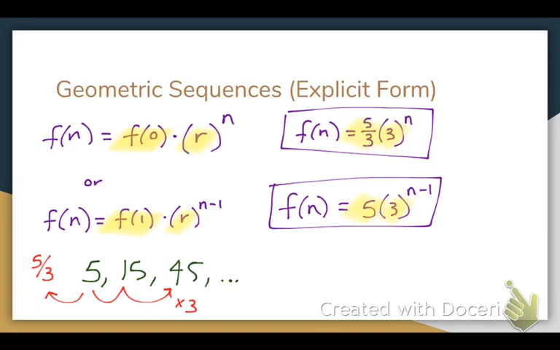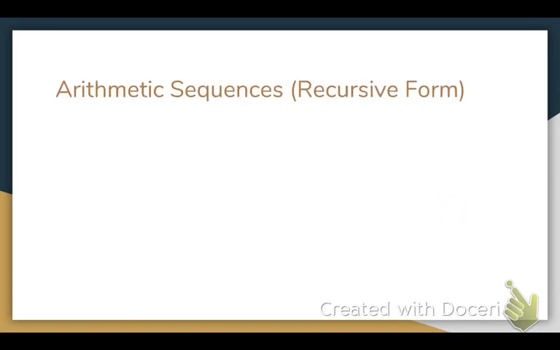So let me undo this, and let's go back to this. Arithmetic sequences written in recursive form. There are two things you need in order to write a sequence in recursive form. You need to state one of the numbers.